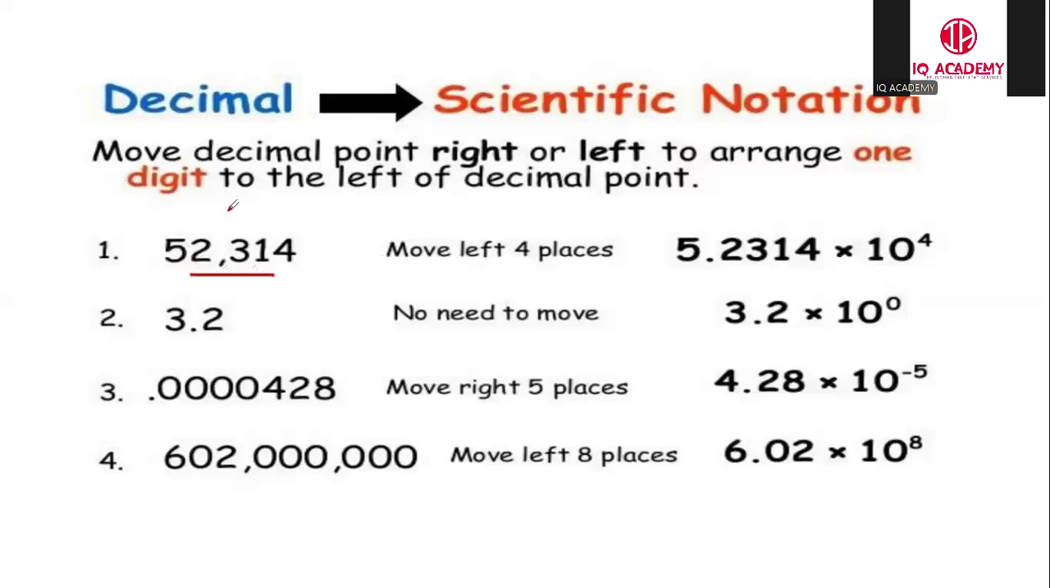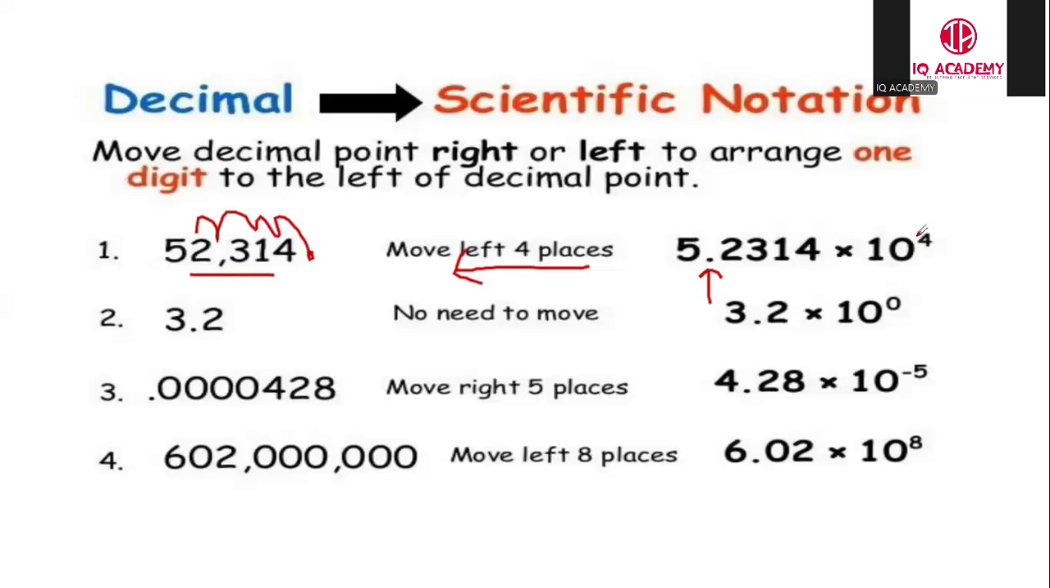So you can see here I have this 52,314, and then they're asking me to change it into scientific notation. So I know the decimal place is at the end, so I'll just move it 1, 2, 3, 4. So I've moved it 4 times. It's now there, you can see it. And which direction have I moved? I've moved to the left. So the power here will actually be positive.